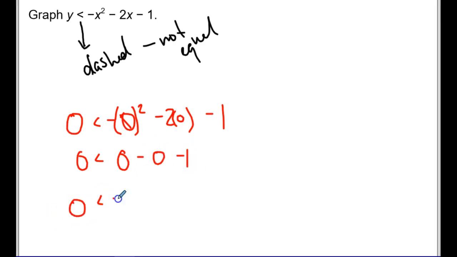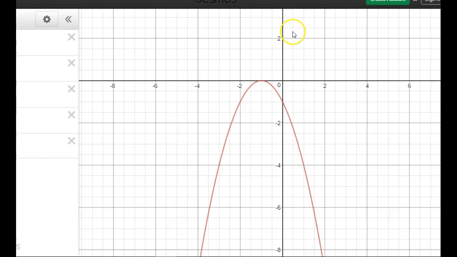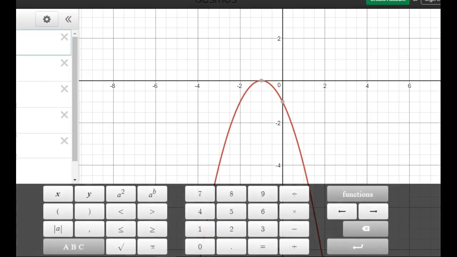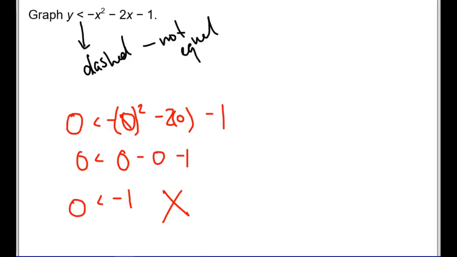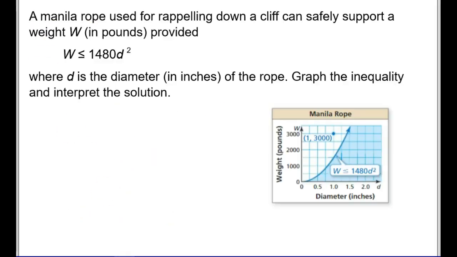So 0 less than negative 1. This is not a true statement. So I know that I do not shade where (0, 0) was. In this parabola, my (0, 0) is outside, so I would be shading inside my parabola. And if I go up here and fix my equation, there you go. So this is exactly y is less than negative x squared minus 2x minus 1. You'll see now that I have my dashed line because it's not part of the solution, and I'm shaded inside. So that's what it would look like when I graph that.